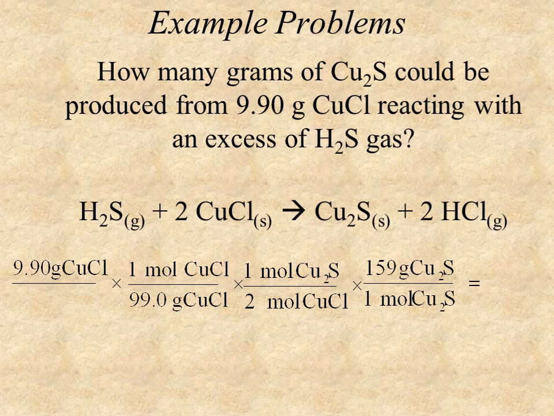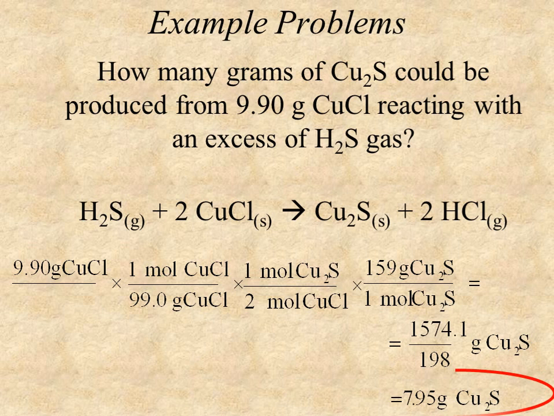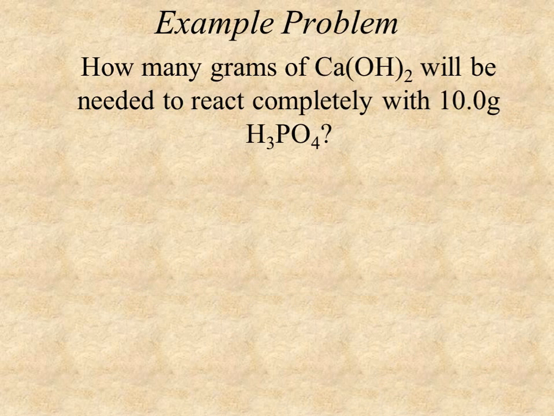do our calculation. So we multiply all our numerator terms together, likewise for the denominators, and then do the division. If we consolidate numerators and denominators, we get 1,574.1 divided by 198 grams of Cu2S. And in simplifying that and using proper sig figs, we should come up with an answer of 7.95 grams copper 1 sulfide.